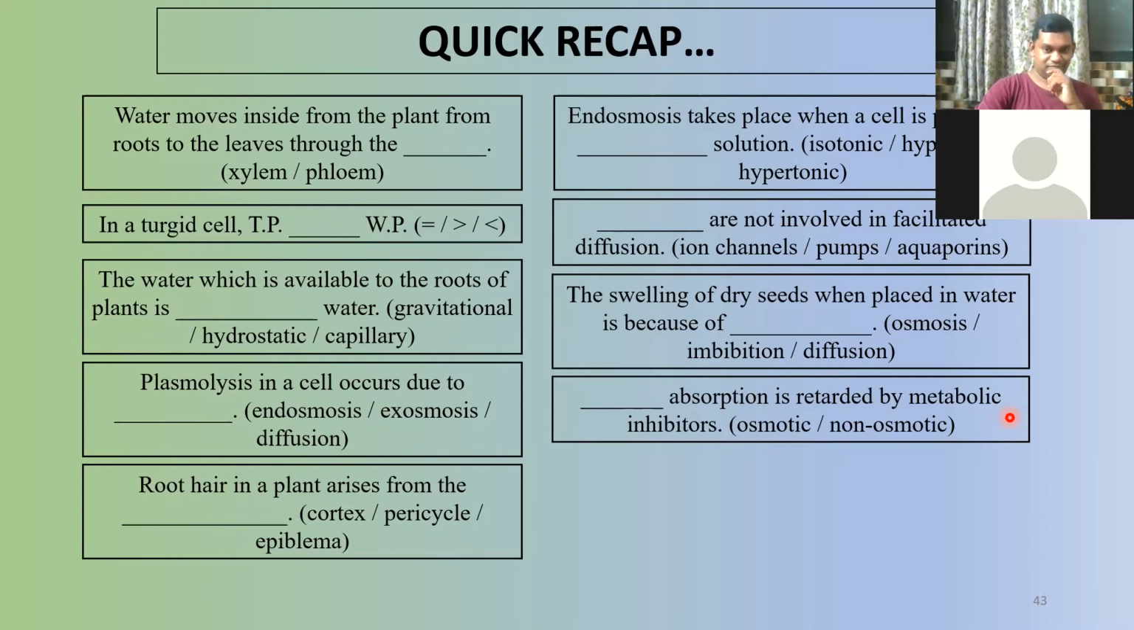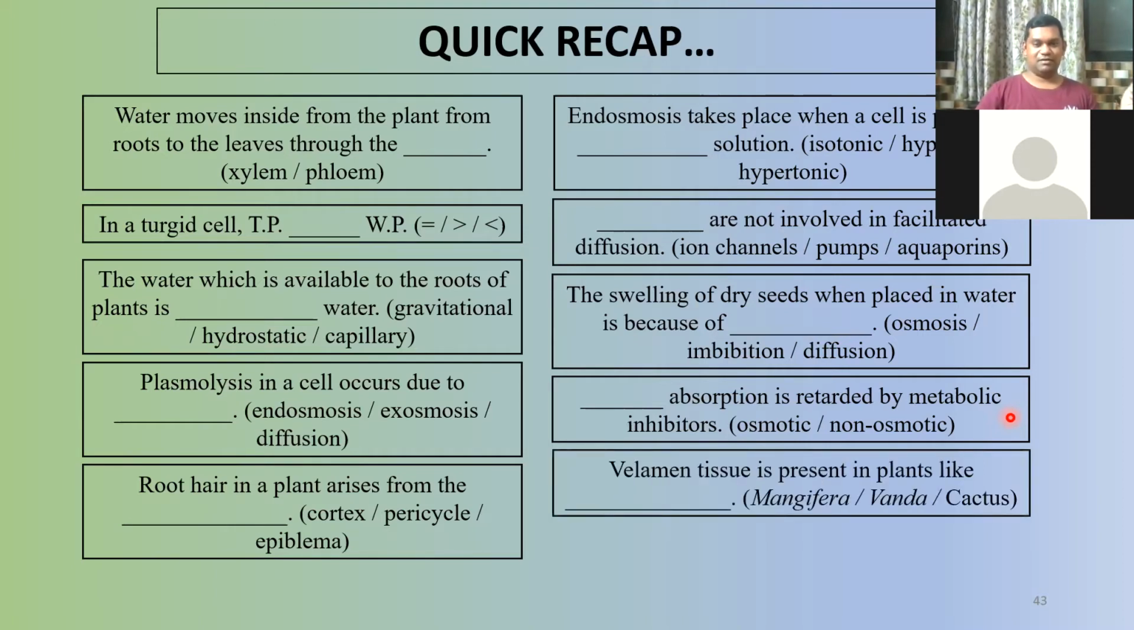Why non-osmotic? In active there were two types, osmotic and non-osmotic. Non-osmotic is against the concentration. Yes. There are certain chemicals produced. It was told just in the previous slide. Oh yes, correct. Next one.